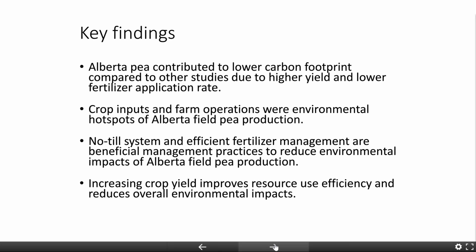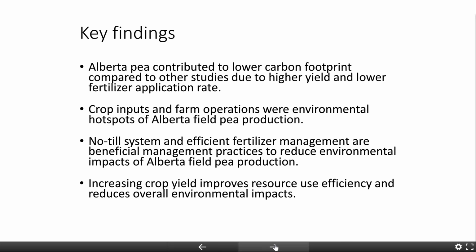Again, our crop inputs and farm operations were the environmental hotspots of Alberta field pea production. So those include tillage, number of passes, whether it's conservation or conventional tillage, but also looking at your fertilizer rates, specifically the phosphorus fertilizer. Again, peas, pulses in general are great nitrogen fixers, at least peas and lentils, faba beans as well. And so again, we have that added pulse advantage because they do fix atmospheric nitrogen. Again, no-till systems and efficient fertilizer management are BMPs, and they do reduce the environmental impact of field pea production.